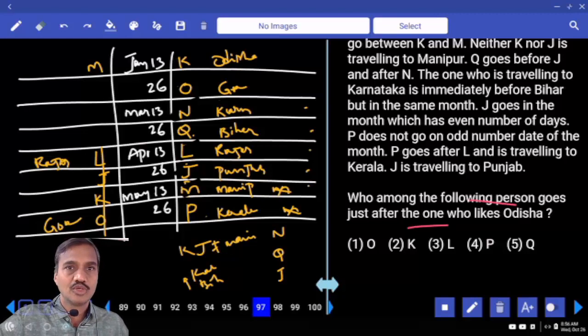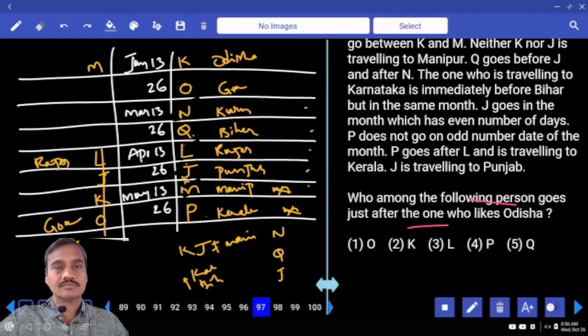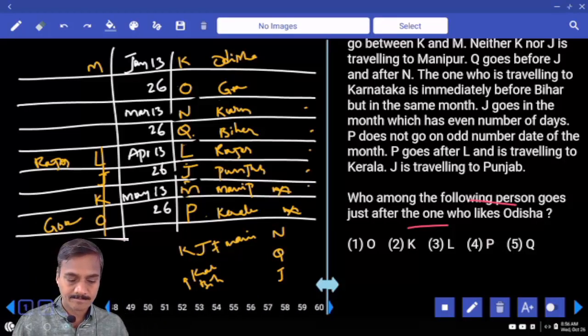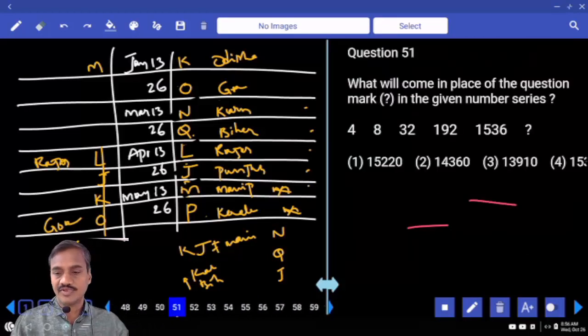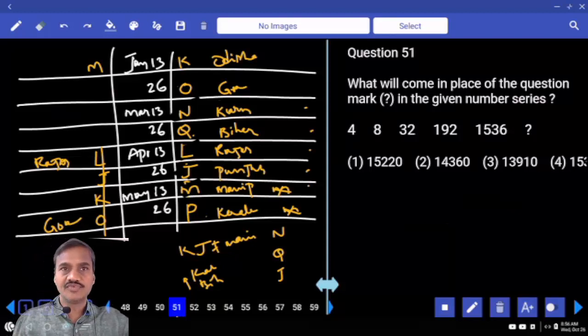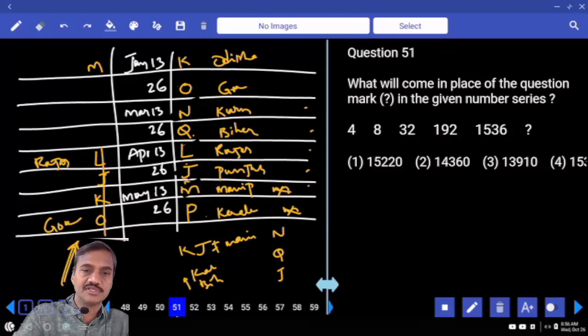Next one, number series. Number series questions please. 51. Now in this question number 51 onwards, 4, 8, 32. Now if you observe here, the numbers are 15,000, 14,000, 13,000 and so on. Numbers are increasing at a very fast rate.